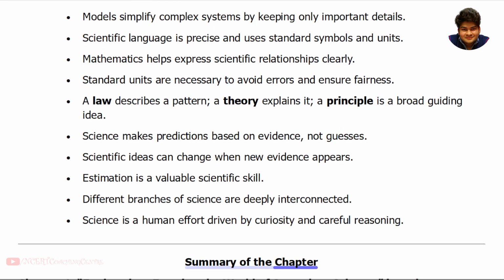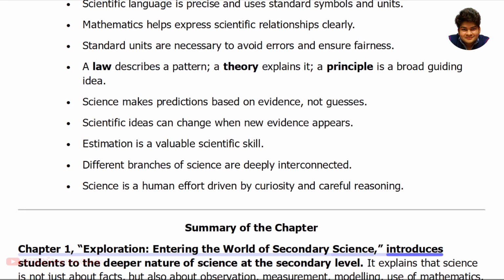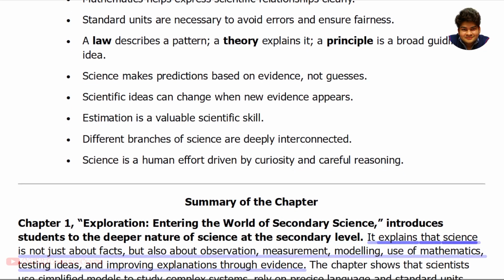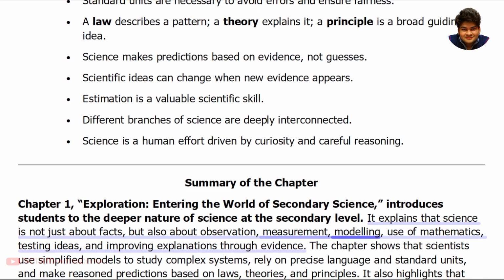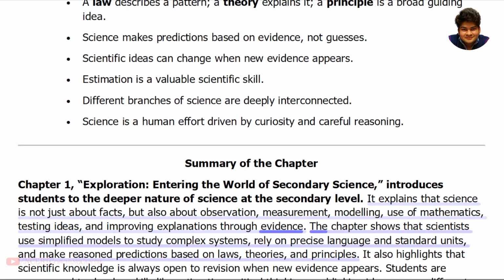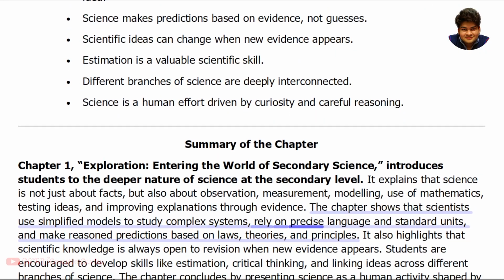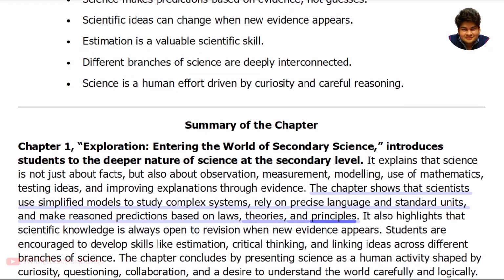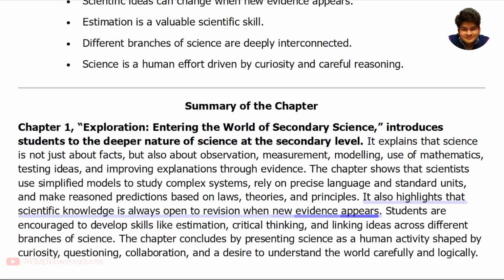Summary of the chapter. Chapter 1, Exploration: Entering the World of Secondary Science, introduces students to the deeper nature of science at the secondary level. It explains that science is not just about facts, but also about observation, measurement, modeling, use of mathematics, testing ideas, and improving explanations through evidence. The chapter shows that scientists use simplified models to study complex systems, rely on precise language and standard units, and make reasoned predictions based on laws, theories, and principles. It also highlights that scientific knowledge is always open to revision when new evidence appears.